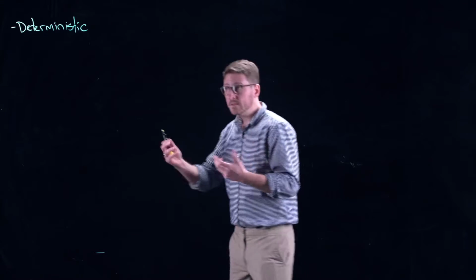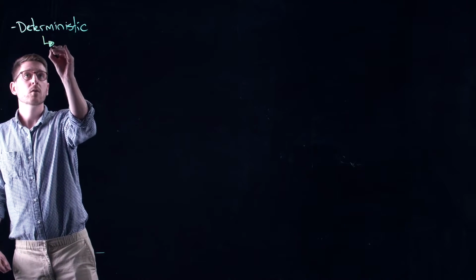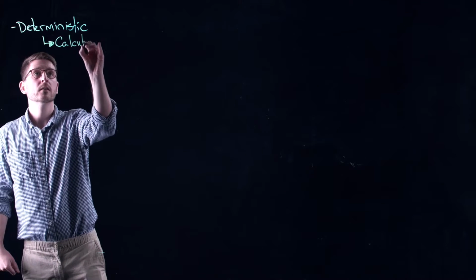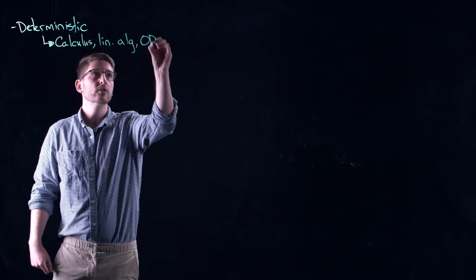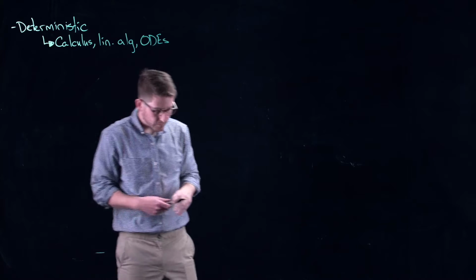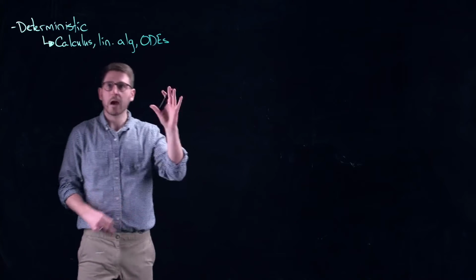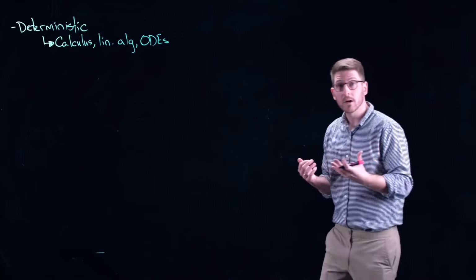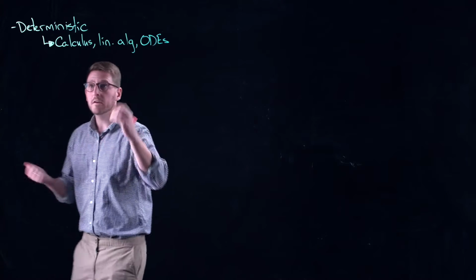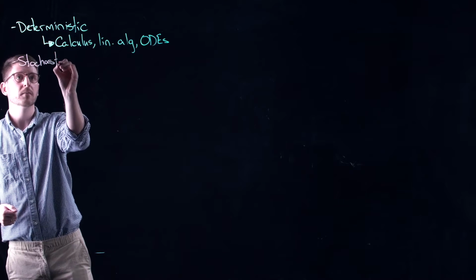So, what this means is that typically when we are solving deterministic models, we are going to use a lot of calculus. We're going to use some linear algebra. We're going to use differential equations, so in particular, ordinary differential equations. These are the typical ways that we model deterministic systems. Now, if deterministic systems don't involve any random variables, then clearly there is a class of models that do. And those are called stochastic models.